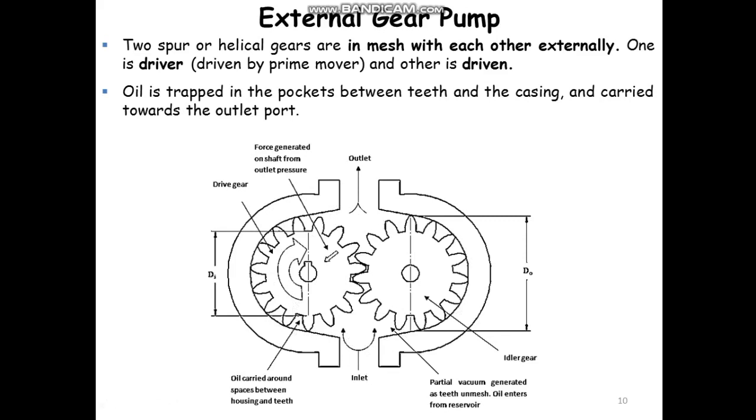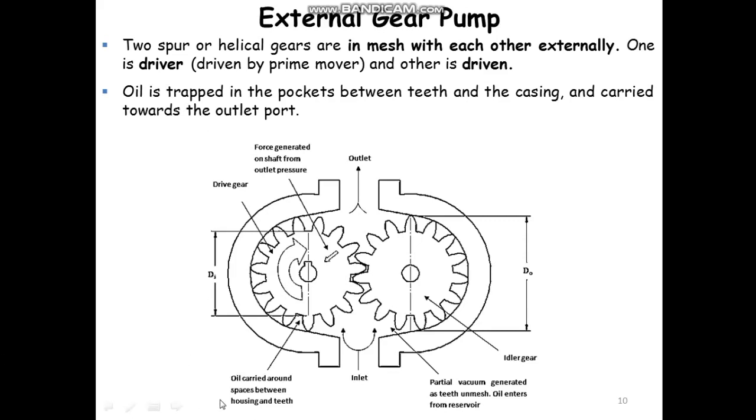Vacuum will be created. Once the partial vacuum is created, the pump will start pumping the fluid, and the fluid will be trapped in these pockets from this side and from this side. And the number of pockets trapped per cycle, that much amount of liquid will be delivered to the outlet. So that shows that a positive displacement pump delivers a constant or fixed amount of liquid per cycle, or per rotation of the shaft, or per unit time, we can say.